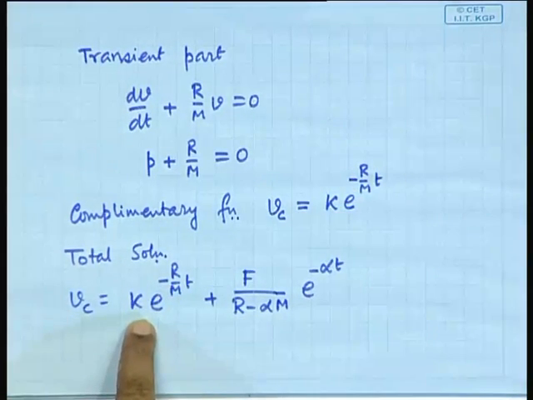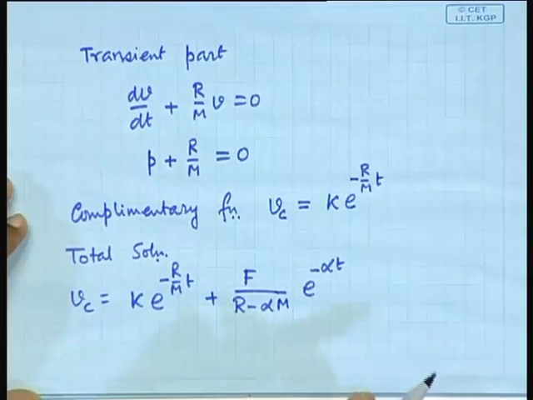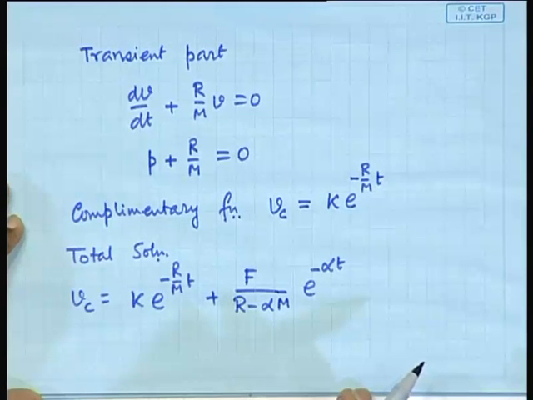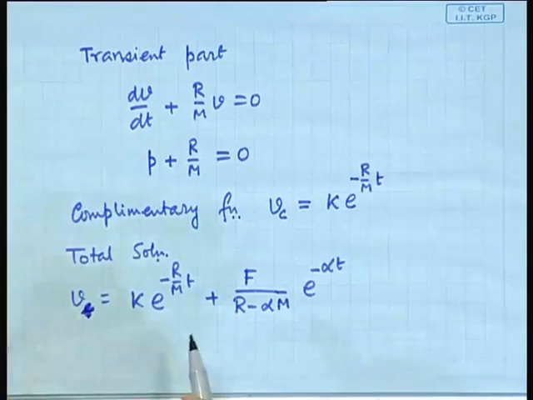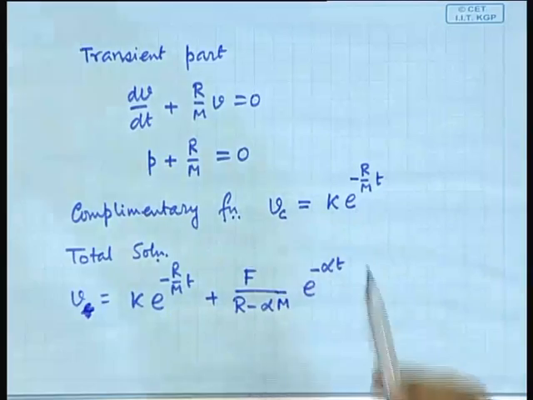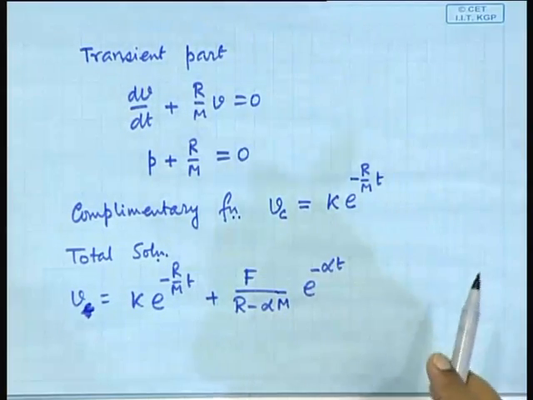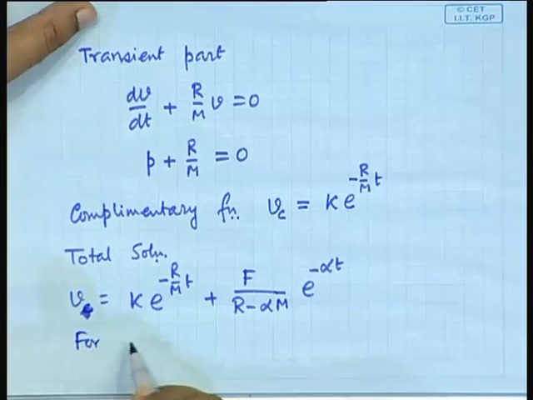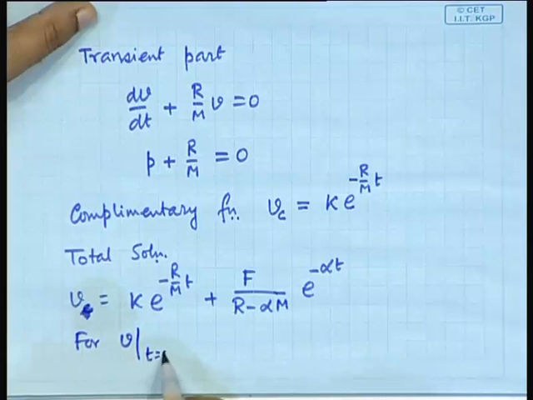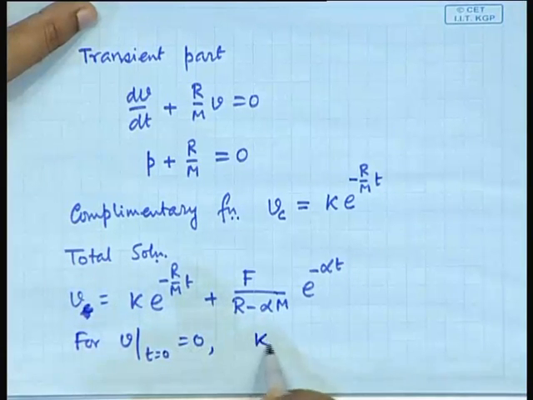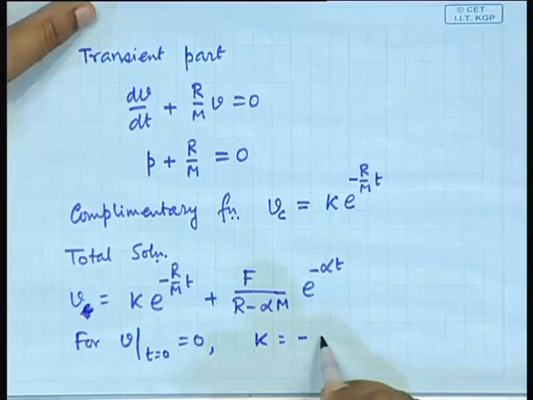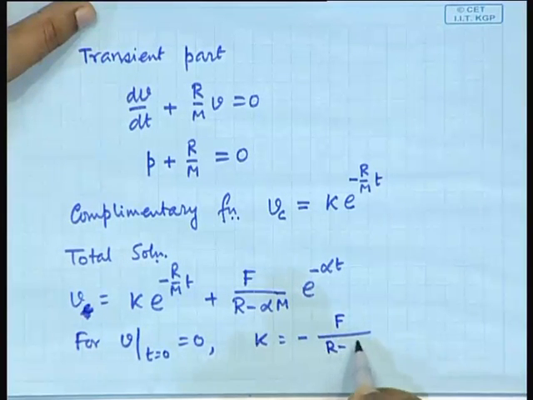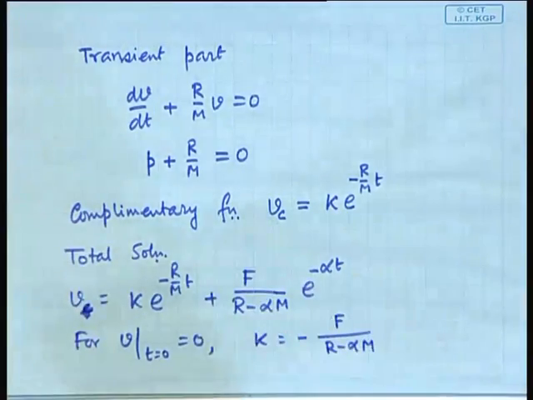A student says, "Sir, that is not V c." Oh, yes, this is the total V. I was writing the complementary function, and that was the particular part. So, for V at t equal to 0 being 0, k is equal to minus f by r minus alpha m. Now, just put it here, that is the solution.